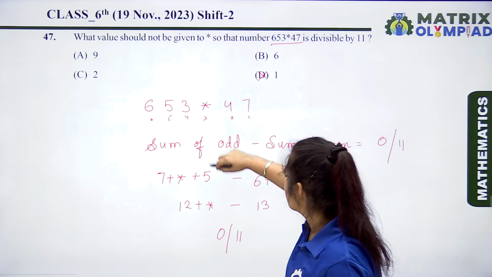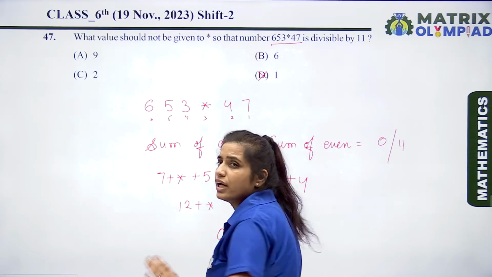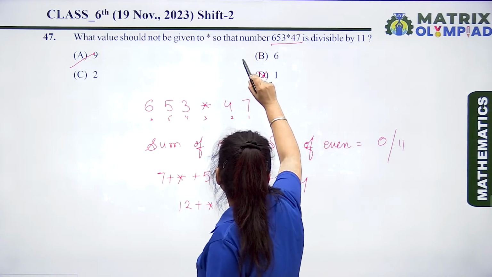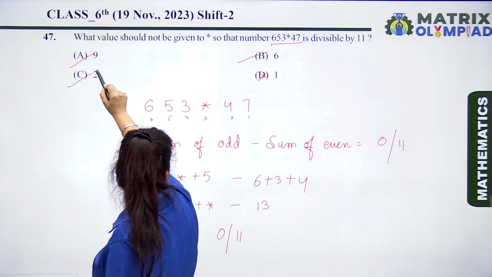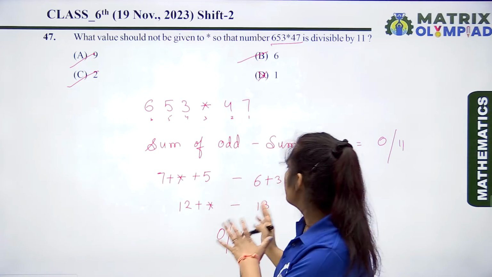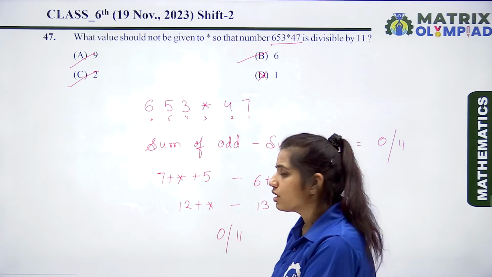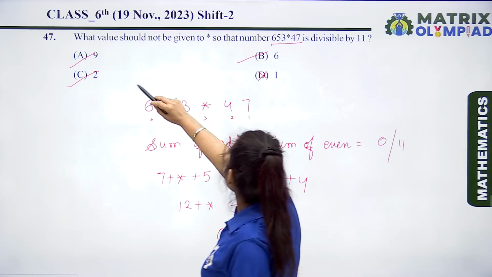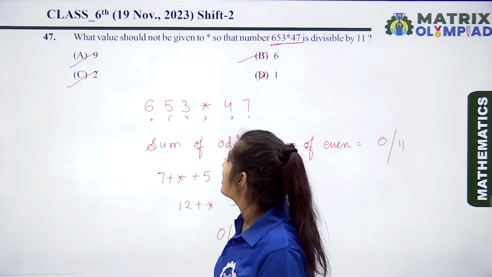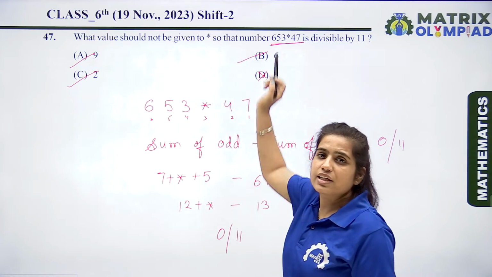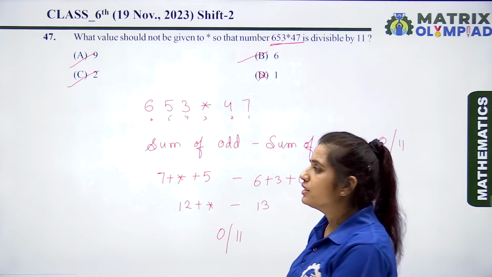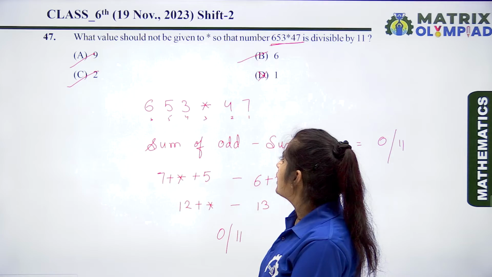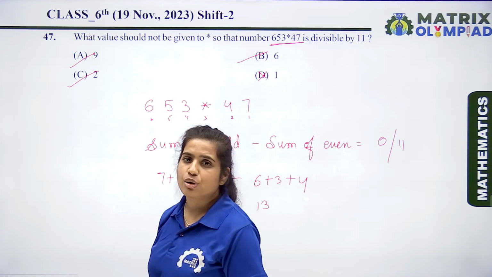If we put 9, then the difference is neither 0 nor a multiple of 11. So 9 can be the value. Here 6 can be the value, and here 2 can be the value, which makes the number not divisible by 11. So here out of these 4 options, A, B and C are the values of star in this number so that this number is not divisible by 11. So according to the question, answer A, B and C are the correct options.